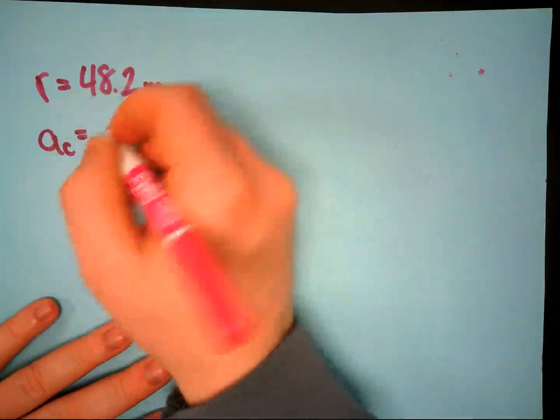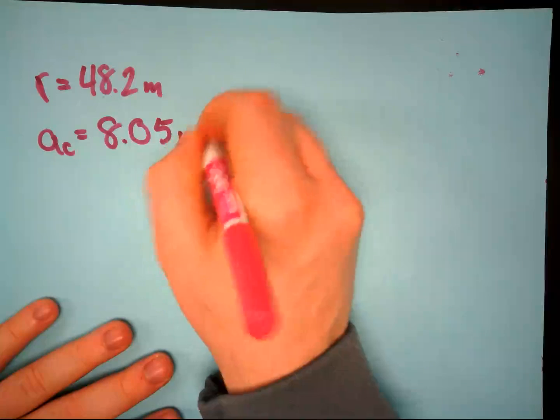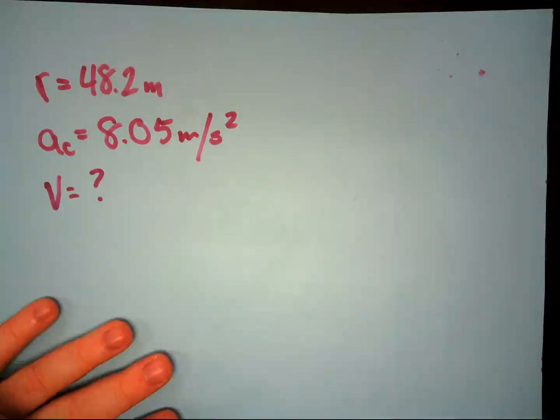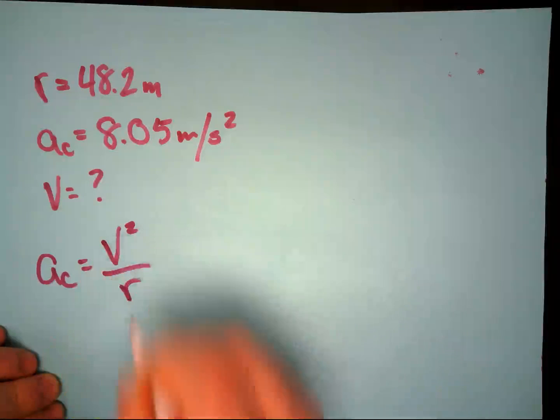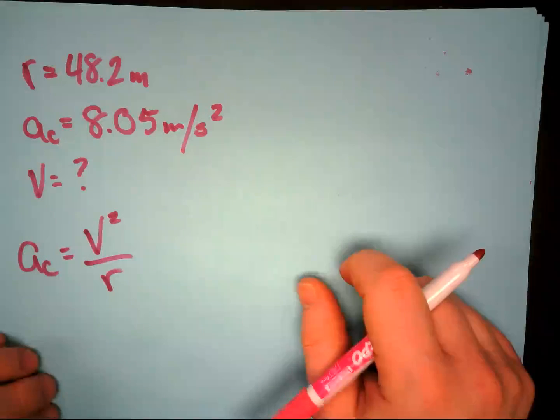What else do we have? We've got the centripetal acceleration, which is 8.05 meters per second squared, and we want to know the tangential velocity. Cool beans. We'll write this equation down real quick, because that's what we have to work with, and let's just solve for velocity.